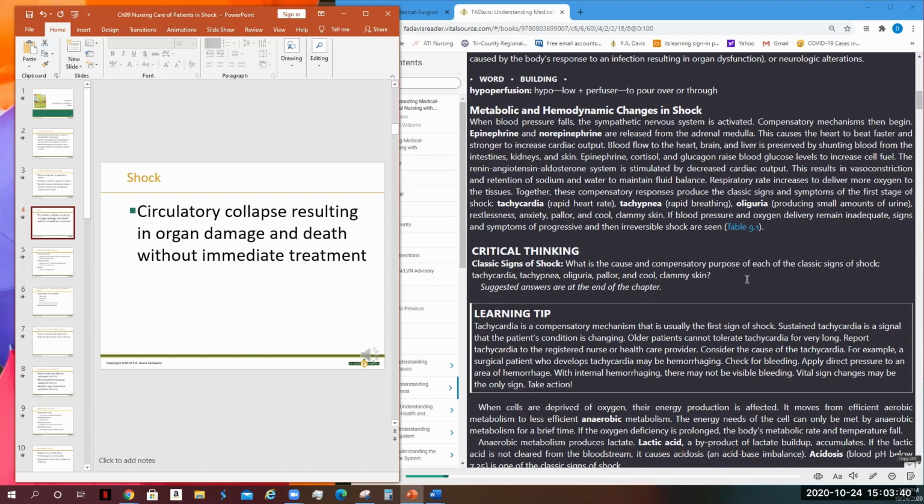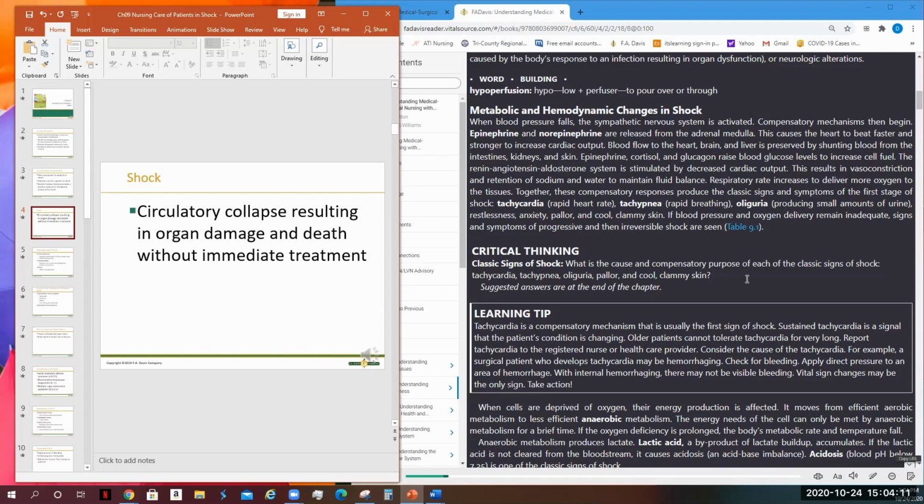Tachypnea is caused by decreased tissue oxygenation. Its purpose is to increase respirations so that more oxygen is available for delivery to tissues. Oliguria is caused by a reduced blood flow to the kidneys. Its purpose as a compensatory mechanism is to conserve as much fluid as possible to help maintain normal blood pressure.